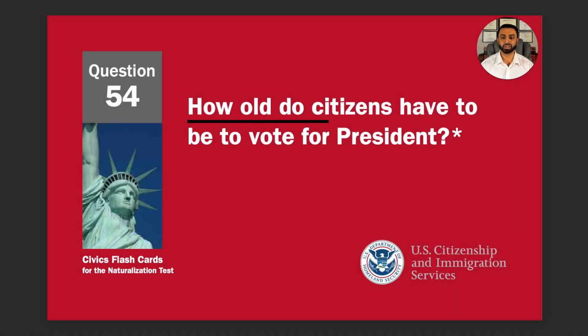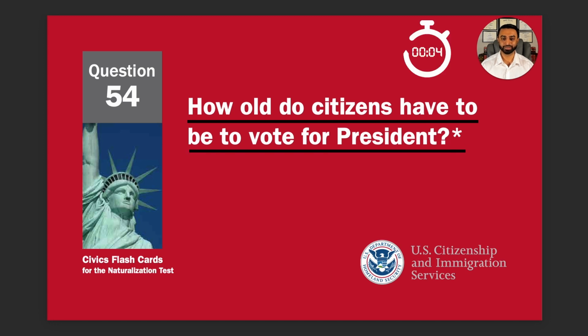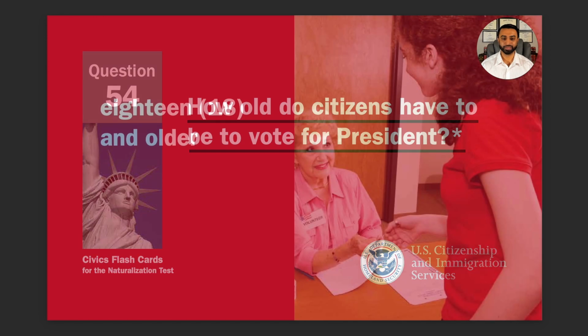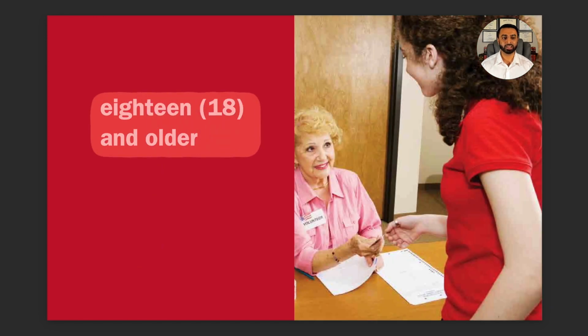How old do citizens have to be to vote for president? Citizens have to be 18 and older to vote for president.